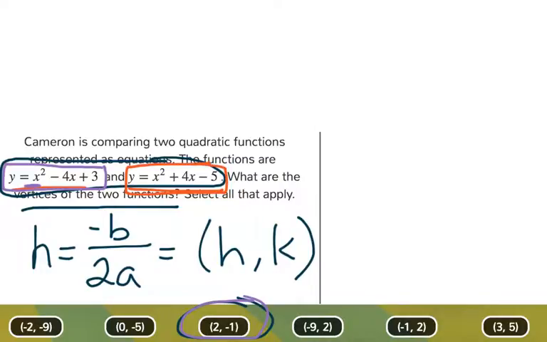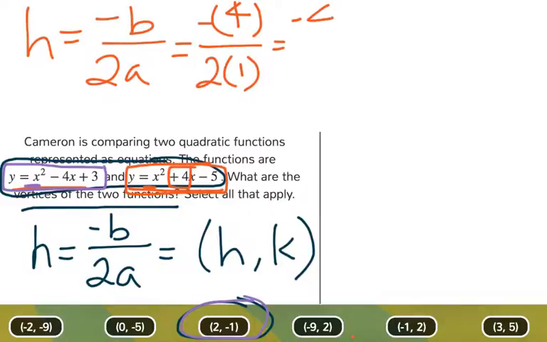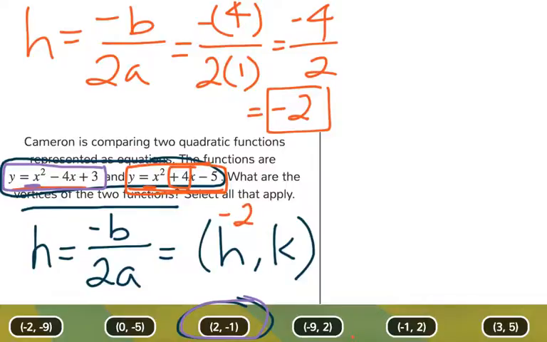So it's going to be h equals negative b divided by 2a. The b in this case is positive 4, so it's negative 4 divided by, the a is still 1 since there's no number in front of that x squared, 2 times 1. So it's negative 4 divided by 2, which is just negative 2. That's the x-coordinate of our vertex for the second equation.